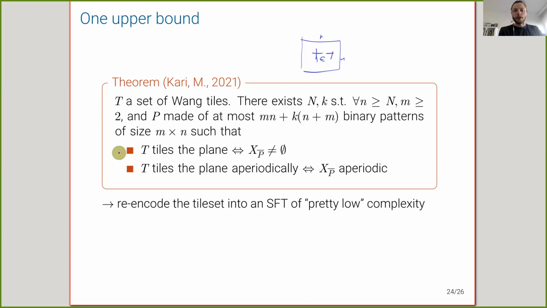So in other words, the SFT will be non-empty if and only if the set tiles the plane, and also it will be aperiodic if and only if the set T tiles the plane non-periodically. And we do this by re-encoding the tile set into an SFT of pretty low complexity, and by being careful on how we do this encoding.